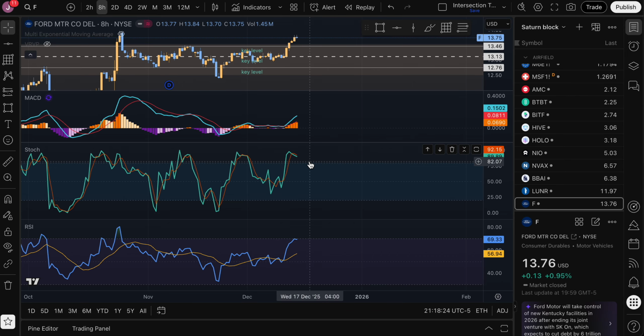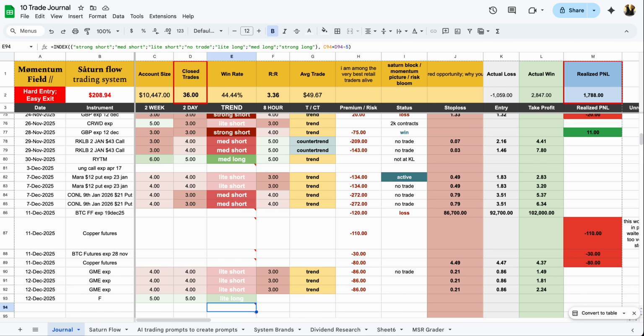This I would actually call kind of a 4 or 5, short or long. We'll go 5. This might be a 4. So 5, 5, 4. Could be a trending trade.